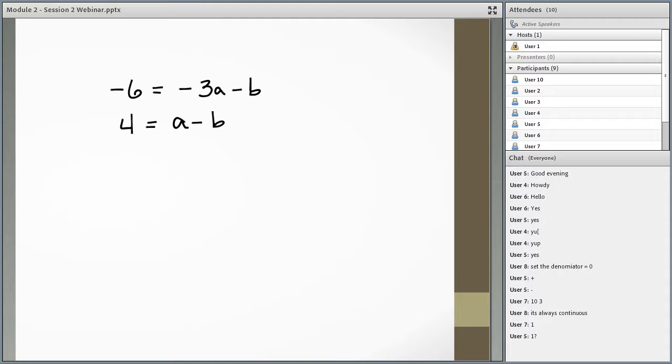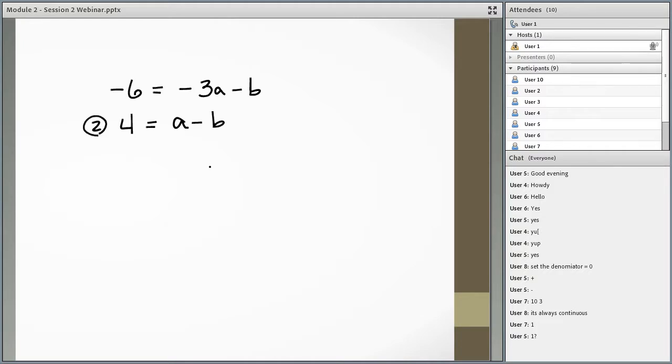So there's a couple ways we could solve this. We could use the substitution method, or we can use the elimination method. Either approach works. I'll just use the substitution method. I'm going to solve one of these equations for one of the variables.